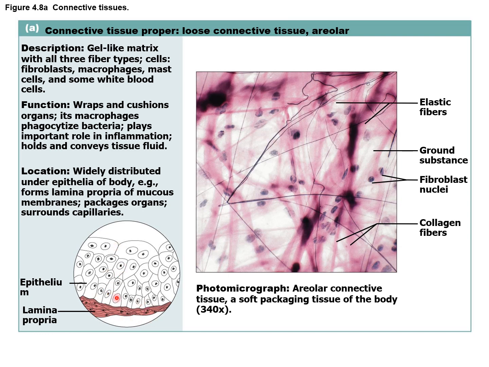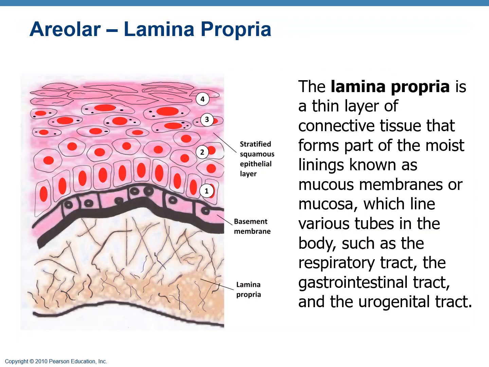We call this the lamina propria. And the lamina propria is this thin layer of connective tissue under mucous membranes, like the respiratory tract, the digestive tract, urinary tract. So we find areolar tissue here so cells can migrate and patrol this area to help fight infections if any pathogen happens to get through.